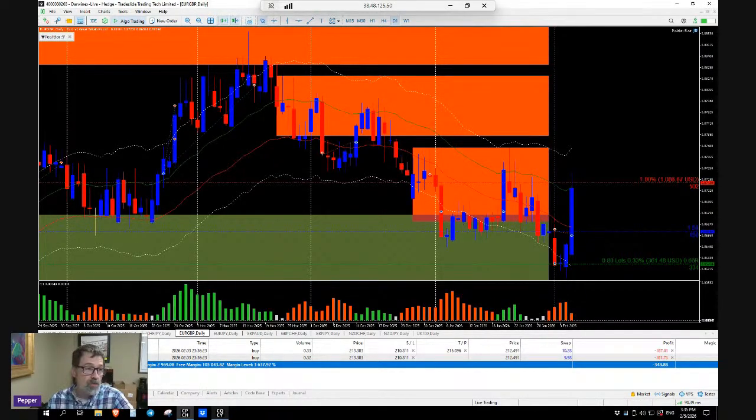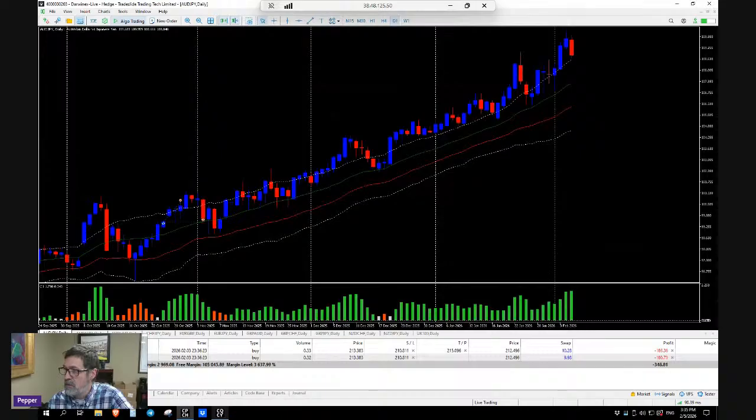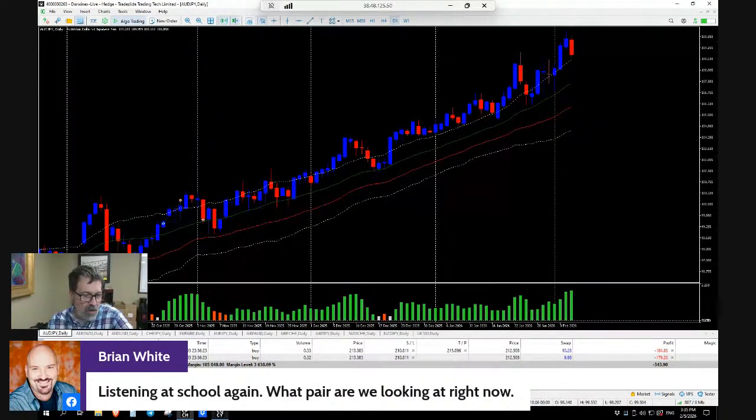So now let's go through all the pairs on this. I'm a trend trader, and I can only get in on a pullback to something, or a brand new trend. Like this Aussie yen pair, all the yen pairs, to be honest, have been trending. What pair are we looking at right now?